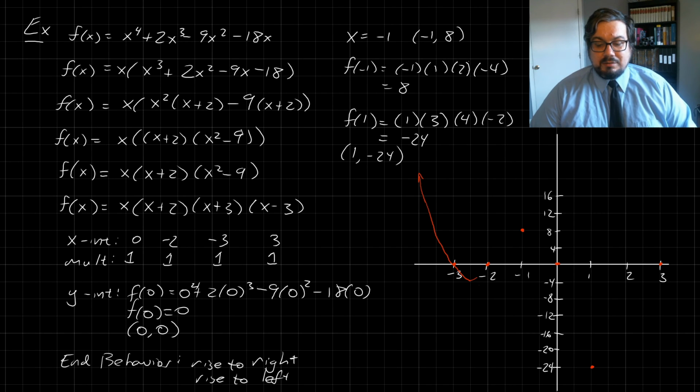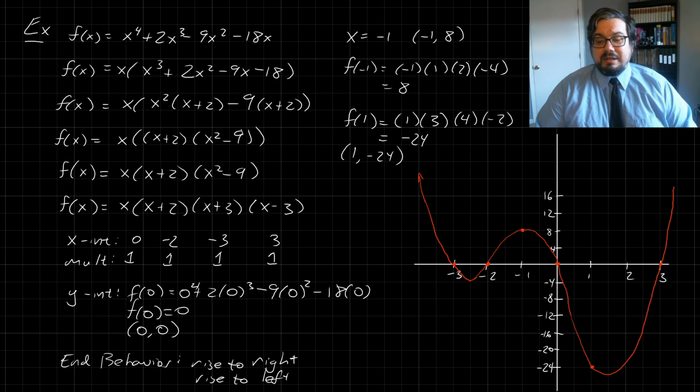Then it's going to come around, and it has to go through the x-axis at -2 again, going through that point because that 0 also has multiplicity 1. Passing through the point -1, 8, passing straight through the graph at 0, coming all the way down to the point 1, -24, coming back up through the 0 at 3, and the end behavior is up and to the right. And so this is a sketch of what the graph of this function looks like.